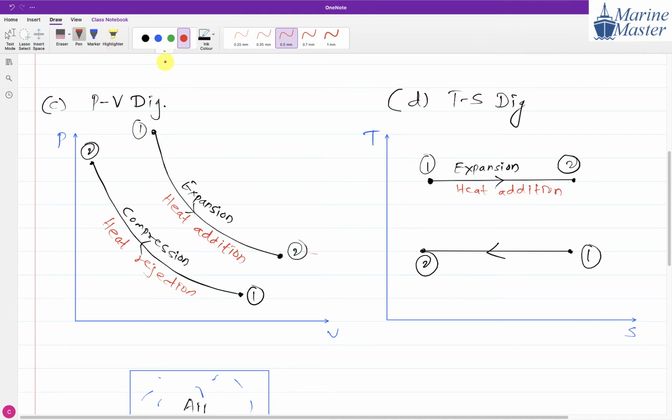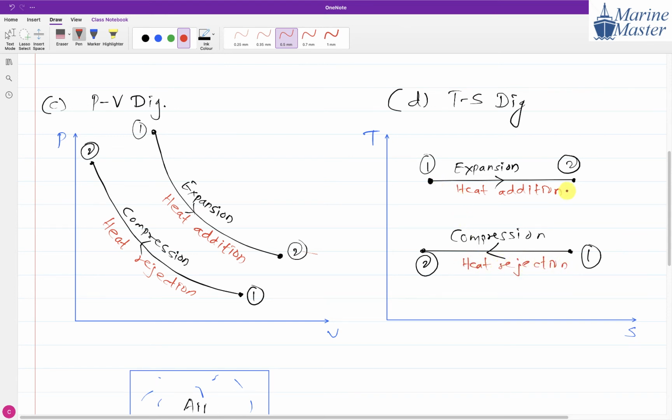But in the case of compression, here entropy is decreasing. In isothermal compression, heat rejection happens, as we have seen just now, one or two minutes before. Due to heat rejection, entropy is going to reduce, and here entropy is reducing. That's why this scenario is for compression. Compression means heat rejection.